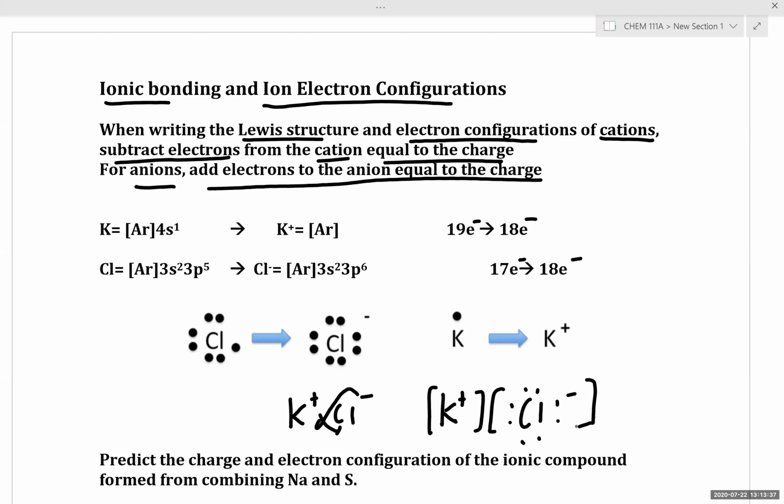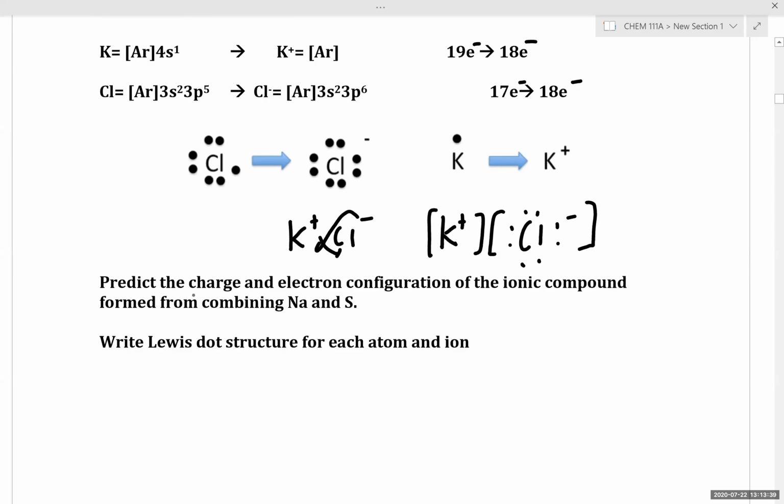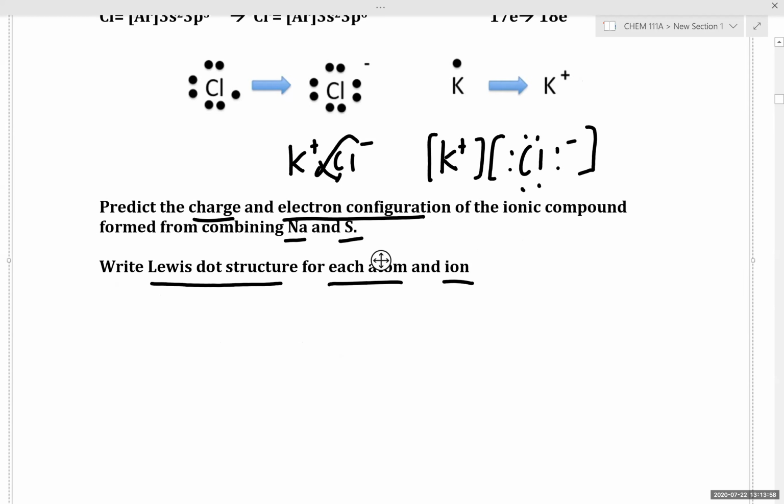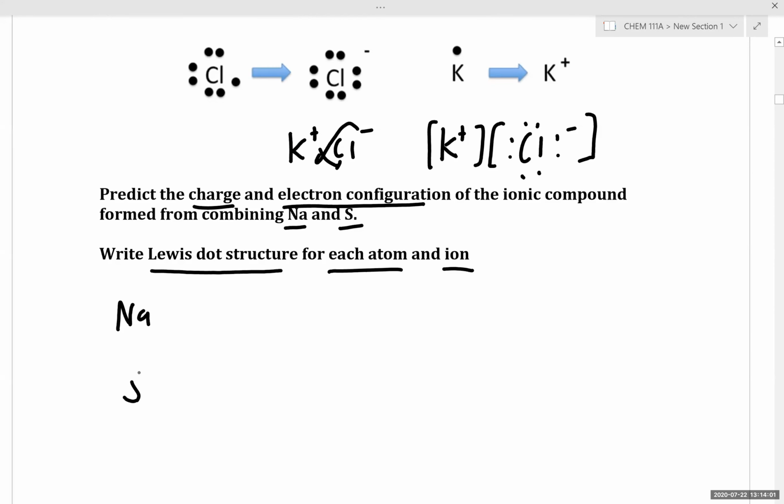So what I'd like you to do now is predict the charge and electron configuration of sodium and sulfur after ionization. I'd like you to draw a Lewis dot structure for each parent atom and ion, and predict the formula of the compound formed when sodium and sulfur react. So we're starting off with sodium and sulfur. I'd like you to draw the Lewis dot structure, and then we're going to draw the Lewis dot structure of each of our cations and anions, and then we'll write the formula of this compound.